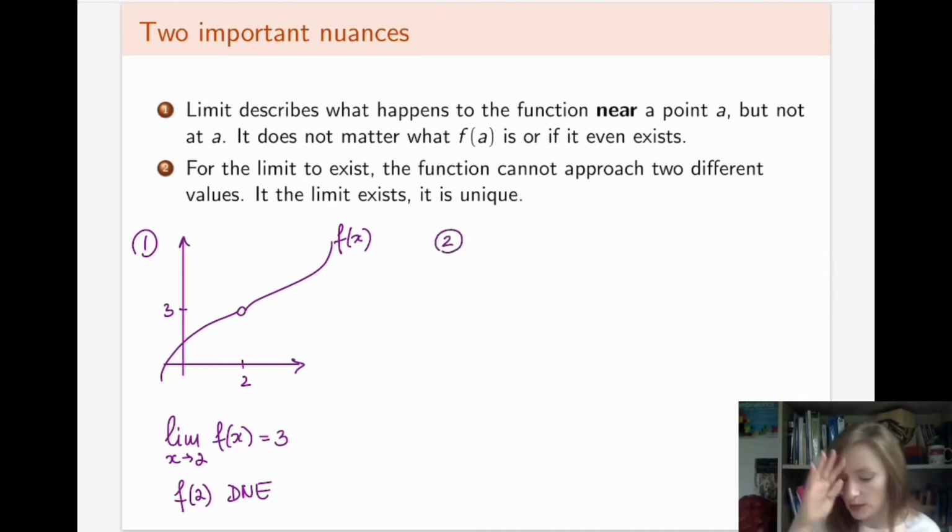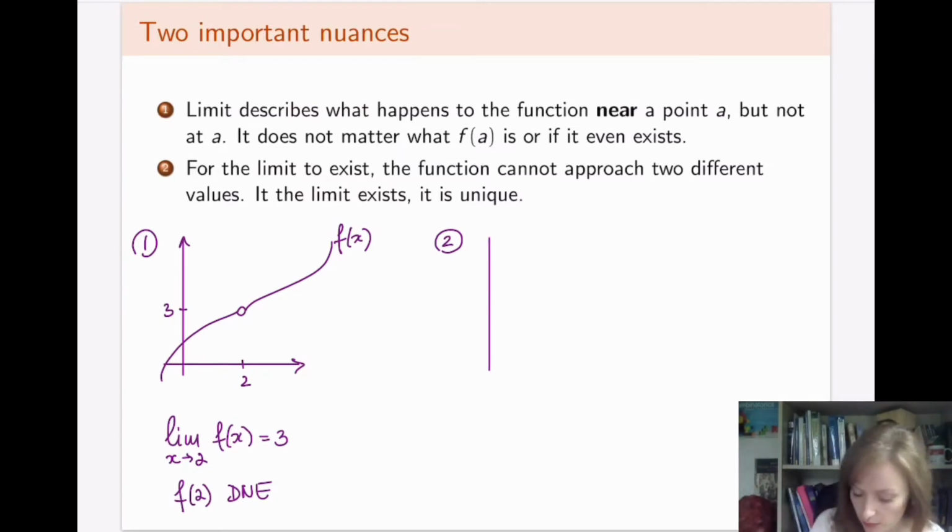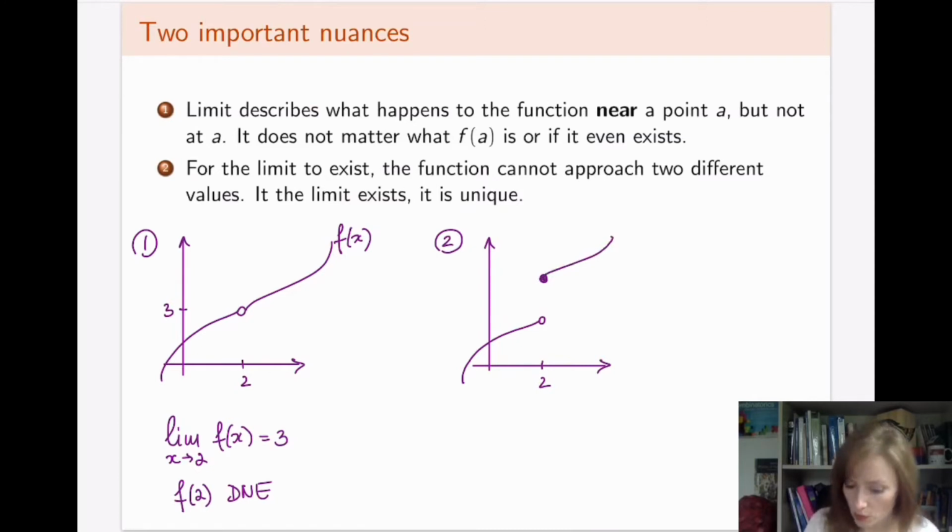And the second nuance here is that for the limit to exist, the function cannot approach 2 different things. If the limit exists, it has to be unique. So let's draw a little graph here as well to justify this to ourselves. What would the function look like if it were to approach 2 different values near, once again, let's say our favorite chosen number, 2? If it were to approach one thing on the right and a different thing on the left, let's say my function looks like this. Then let's say this number is 3, and this number is 5.